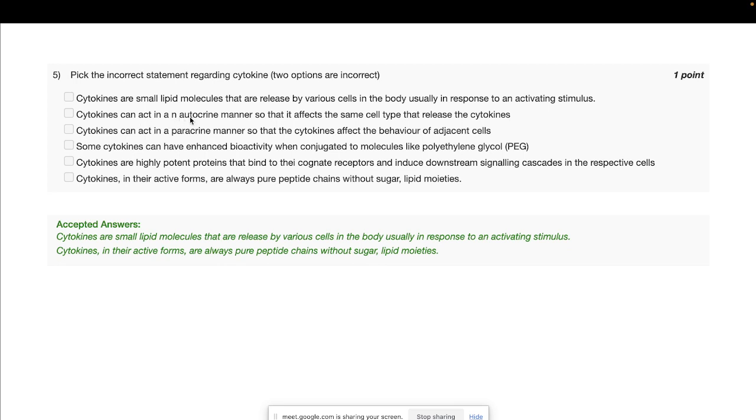Cytokines do act in an autocrine manner, meaning they will affect the same cell that has released them. Cytokines can act in a paracrine manner, meaning if there is a macrophage that is releasing cytokines, these cytokines can go and affect nearby cells. That is known as paracrine manner. That is also correct. Some cytokines can have enhanced bioactivity when conjugated to molecules like PEG. That is also correct. And cytokines are highly potent proteins that bind to their cognate receptors and induce downstream signaling cascades in the respective cells, which is also correct. So the only wrong options are first and last.